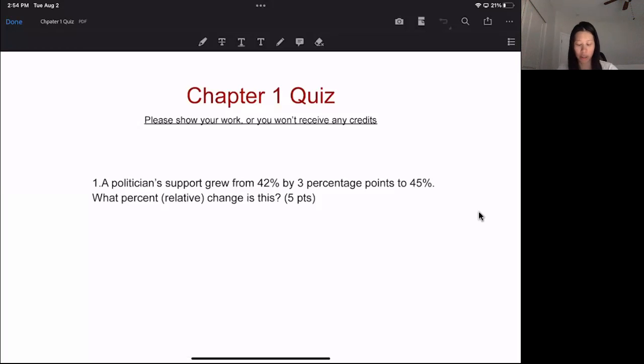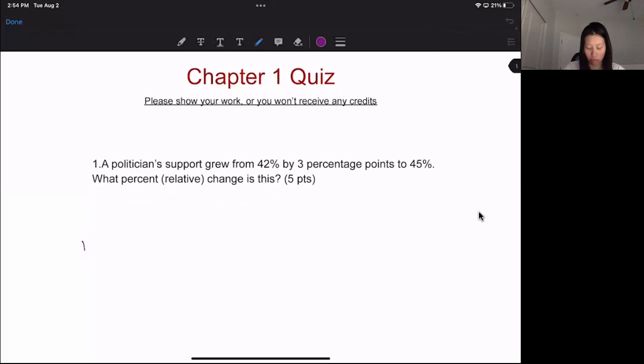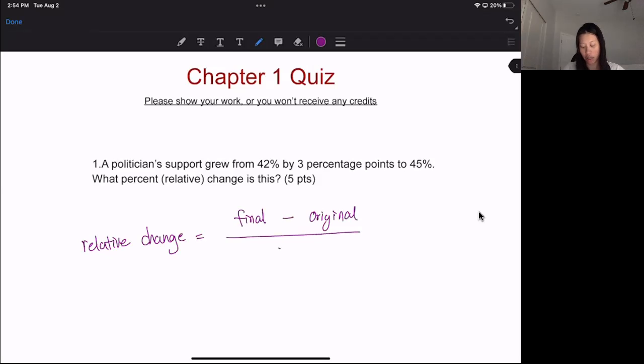So first one, a position support grew from 14.2% by 3 percentage points to 14.5%. What is the relative change? So relative change equals the final value minus the original or beginning value, divided by the original value.